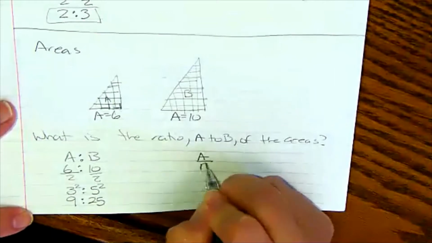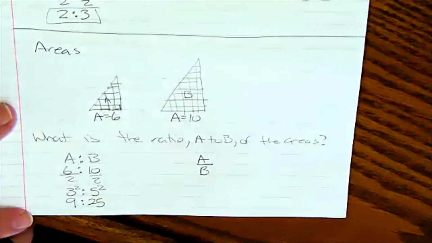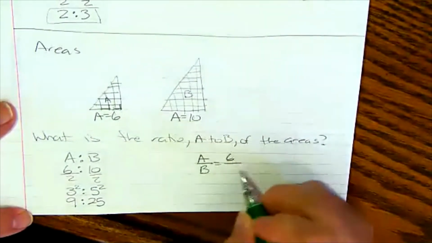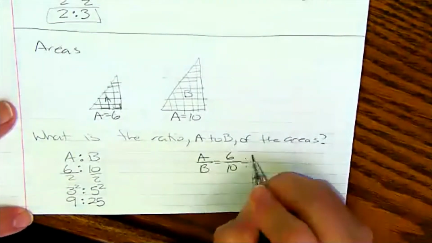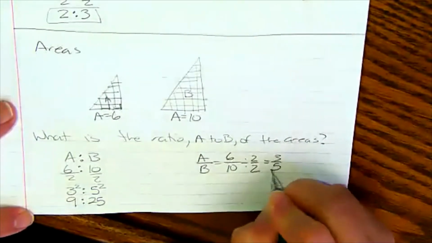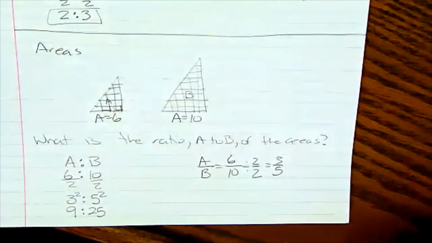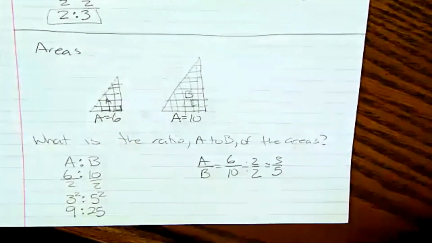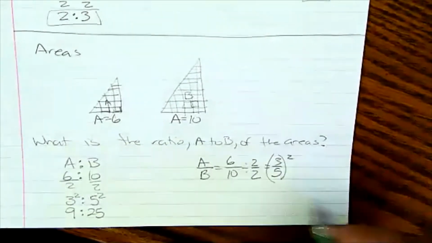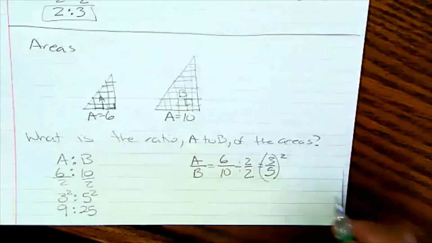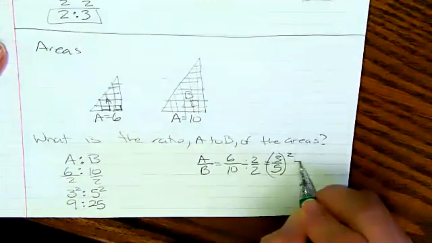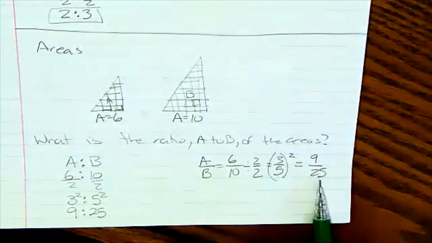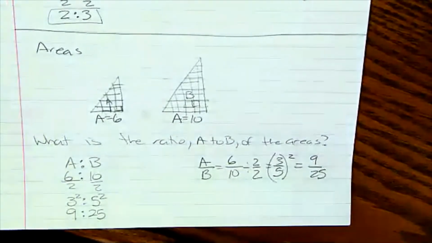Now, frankly, I think this is easier to see if it's written as a fraction. So the area of A is 6, and the area of B is 10. So we can reduce these fractions to simplest form. But since we're talking about area, the squares inside, and the squares are 2-dimensional, we need to square our ratio here. So it is 9/25. So this is the ratio of areas, A to B.